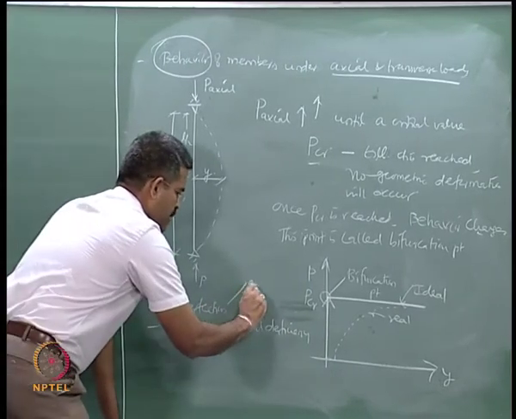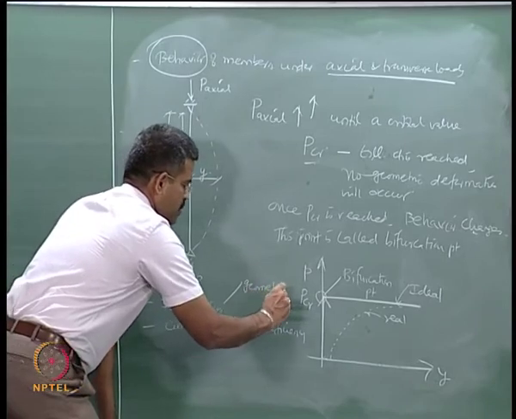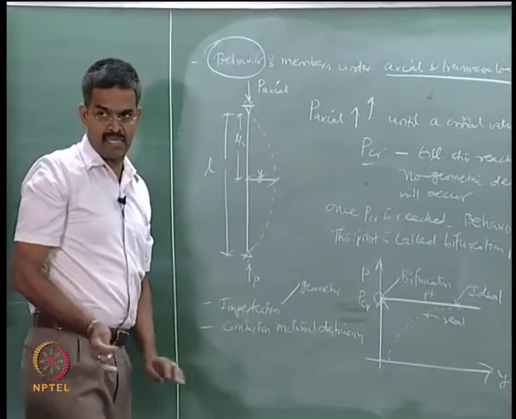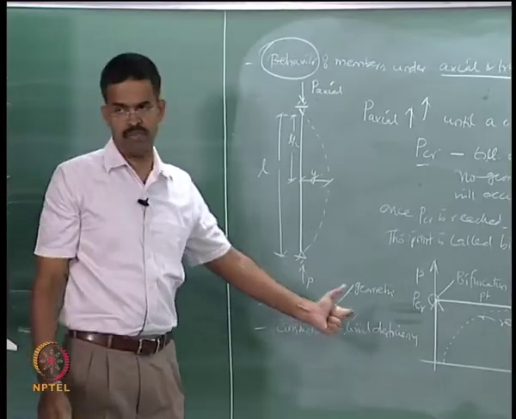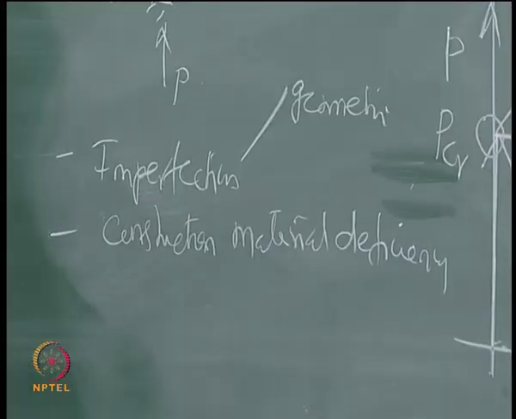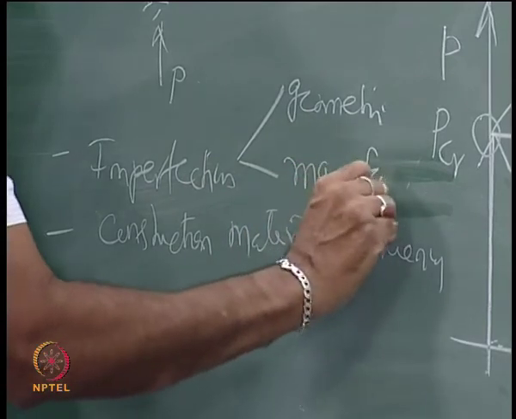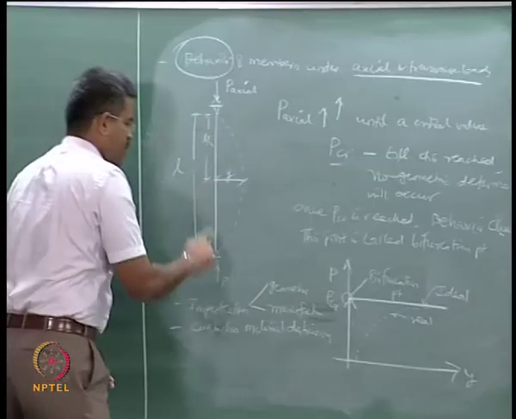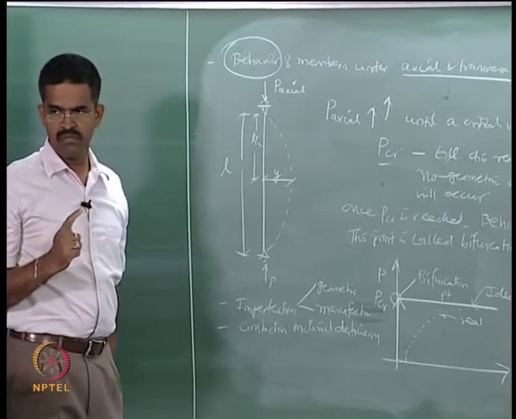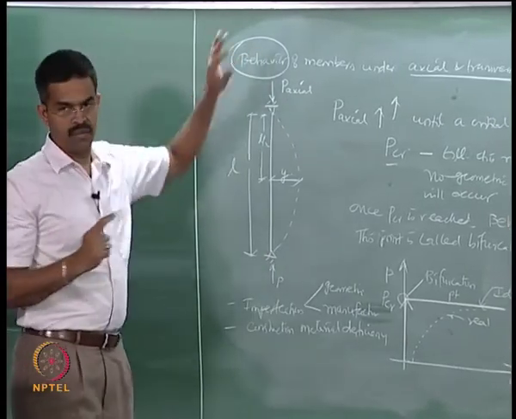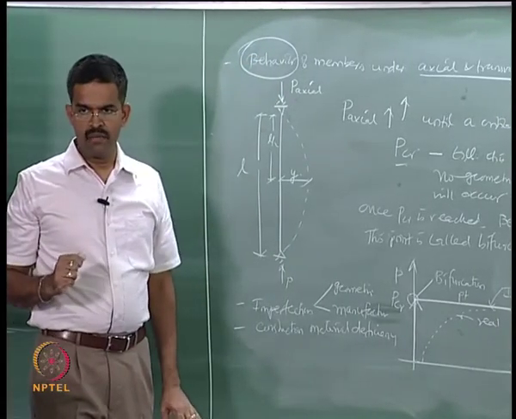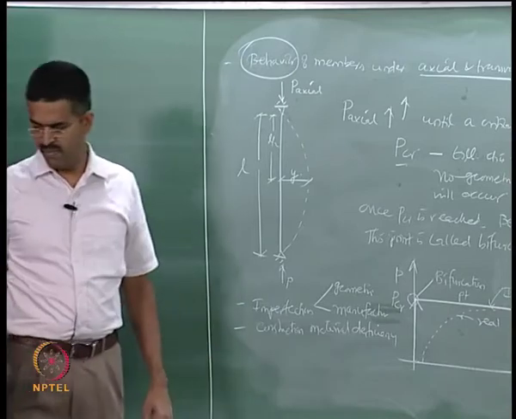imperfection can be geometric. What do you mean by geometric? The load applied is not purely axial, that is called geometric imperfection. The imperfection can be even manufacturing. What do you mean by manufacturing? The member is not vertical, okay, it is not purely vertical. There is a defect in the manufacturing itself and so on.